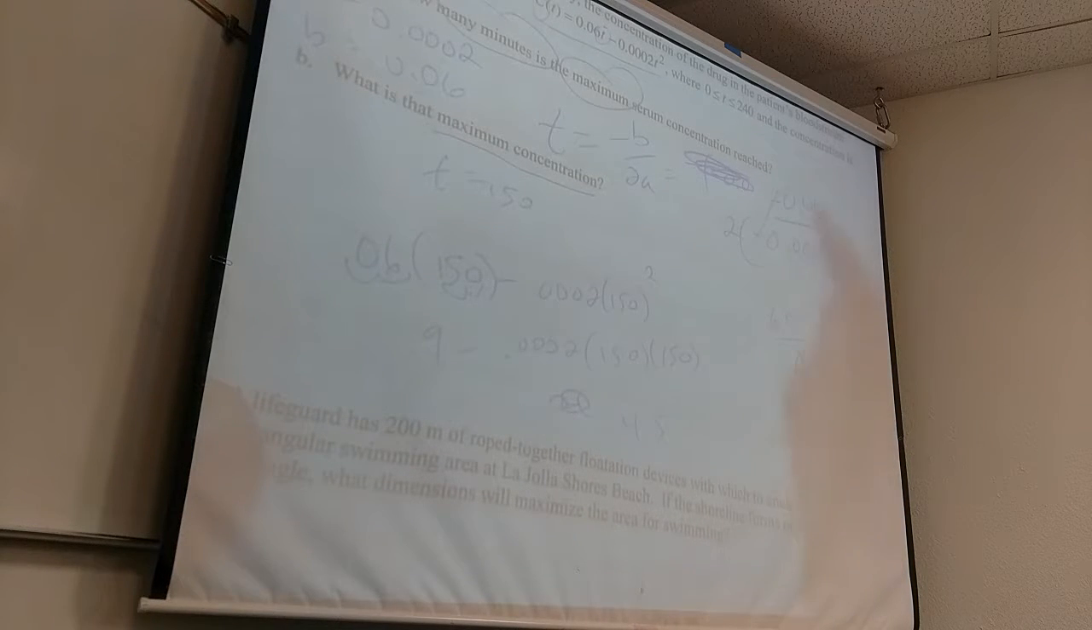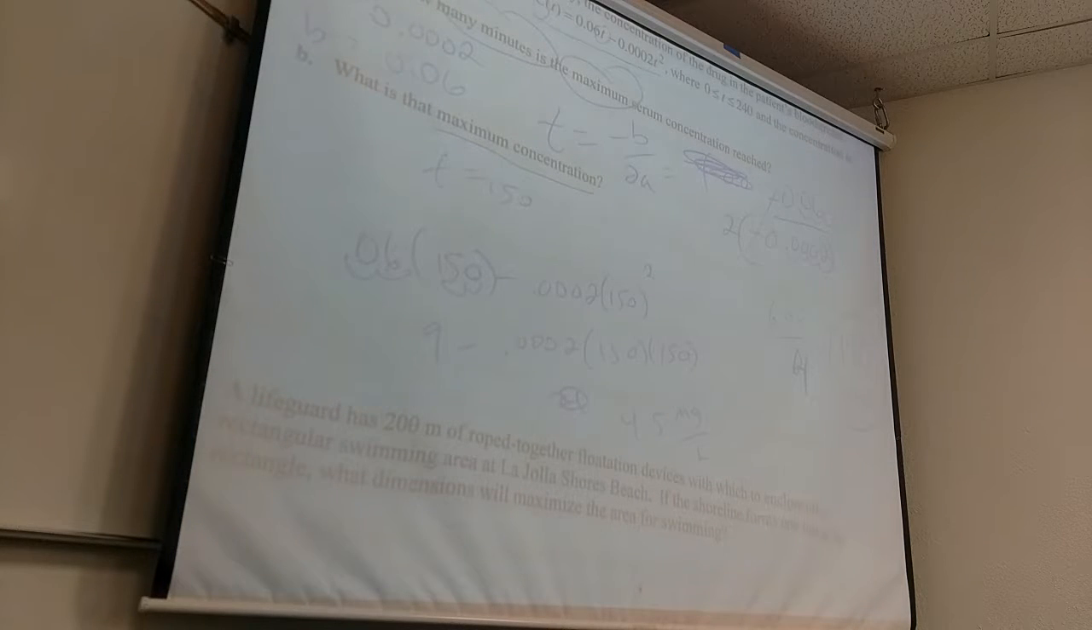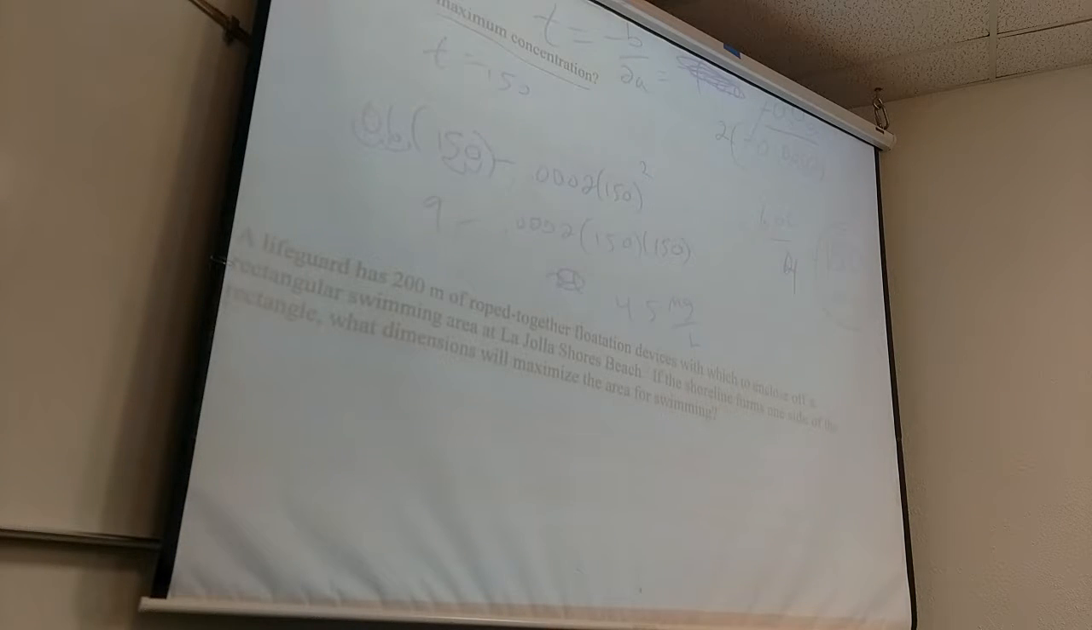Milligrams per liter? Yes, see? The concentration is measured in milligrams per liter. It's just a reading problem, right? So 4.5 milligrams per liter. So for every liter of blood, there's 4.5 milligrams of serum. That's the maximum concentration of drug in the blood system. Bloodstream. Okay.